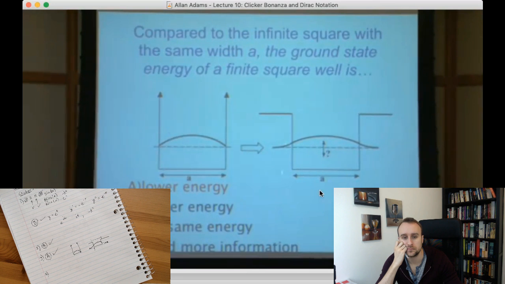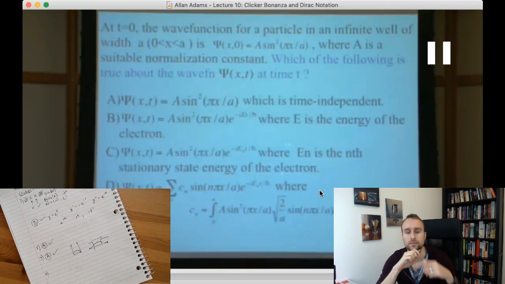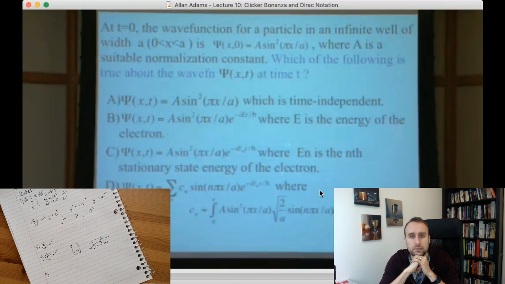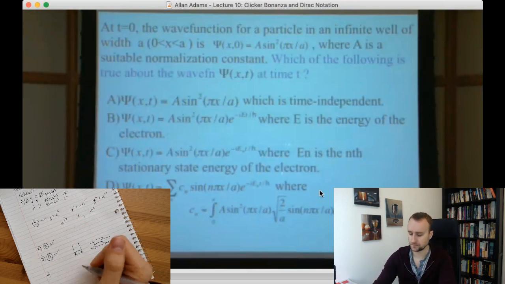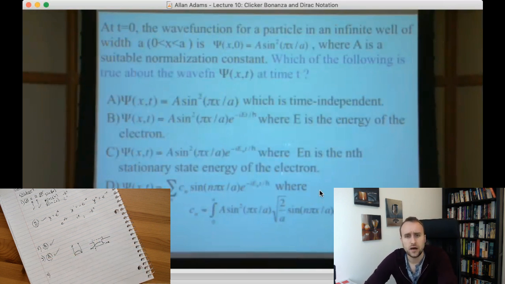Cool. Okay. Next question. At t equals 0, the wave function for a particle in an infinite well of width a is a sine squared, where A is a suitable normalization constant. Which of the following is true about the wave function at time t? I think we did this one before, no? It's not time independent, because sine squared is a superposition of the energy eigenfunctions. Because there's a superposition of energy eigenfunctions, we do not have a stationary state. So we know it's not A.